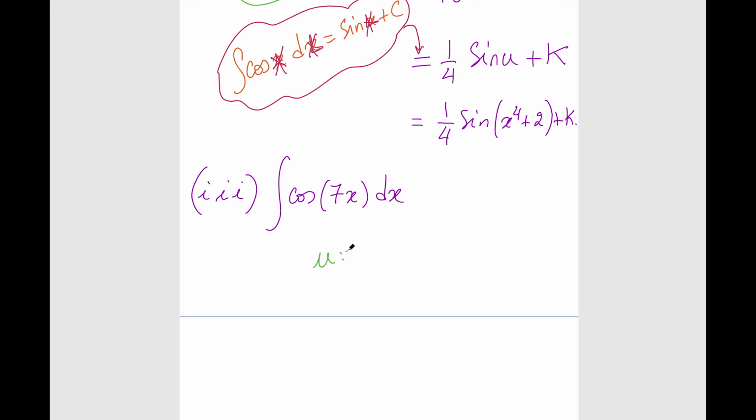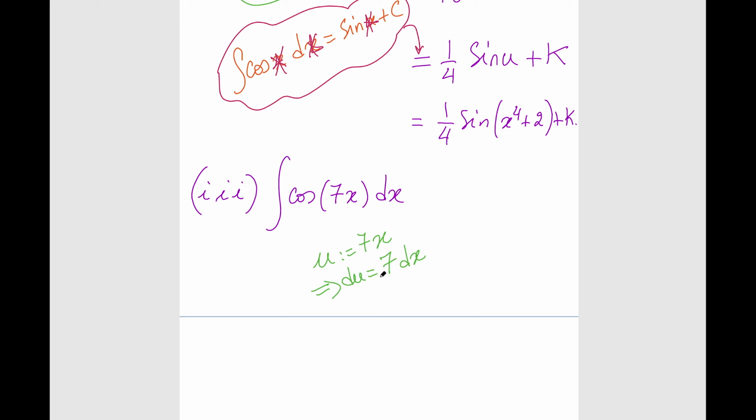I'm gonna take U to be 7x. And as such, du is, what's the differential of u? It's the derivative of this with respect to x. What is it? 7 times the differential of x. You got that? Okay. So that's my u, and this becomes dx.